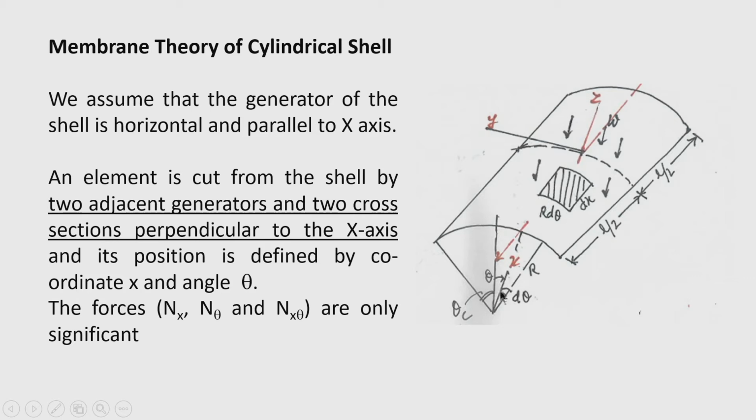So, at this edge the location is by theta and the adjacent element will be located at theta plus d theta, where d theta is a small angle. So, naturally the length of this curve is r d theta. Now the area of the shell element is r d theta into dx. The forces that will be considered on the element to resist the externally applied load are N x, N theta and N x theta.